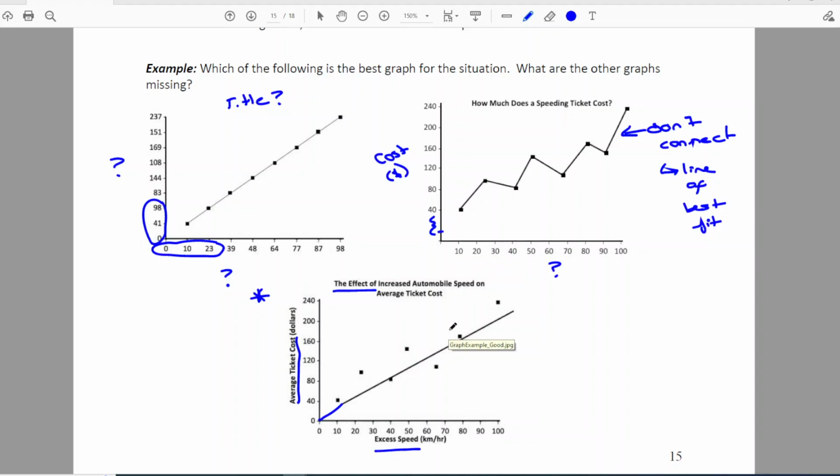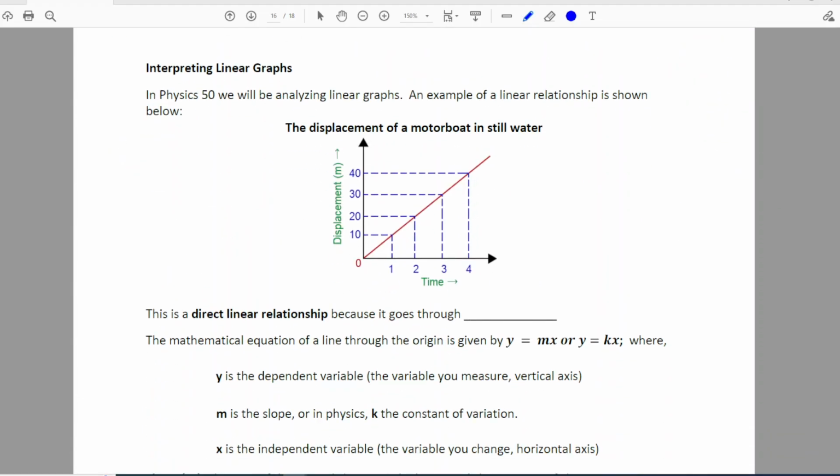All right, so now we know what makes a good graph. Let's do it. So, before we actually graph ourselves, there's some steps here. First thing I want you to be able to do is interpret a linear graph. So in Physics 50, we will only be analyzing linear graphs, which is great.